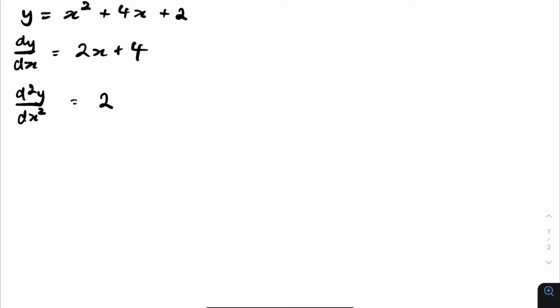I guess theoretically you could get a third derivative, which would be 0, because differentiating 2 would become 0. But it's not really necessary to do. It's quite futile. So we can just stick with the second derivative. So in this case, x squared plus 4x plus 2 would give a second derivative of 2.